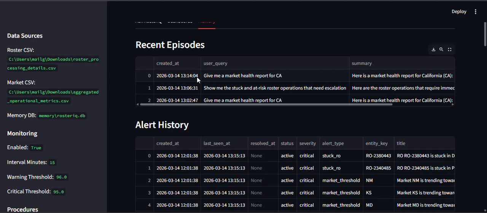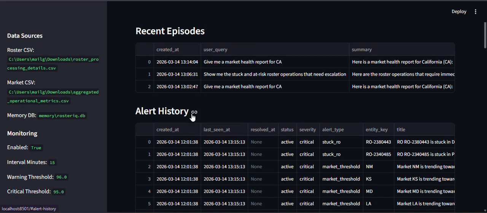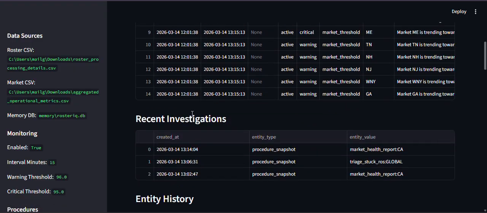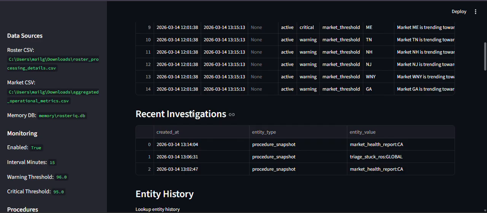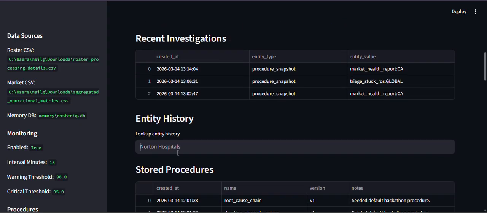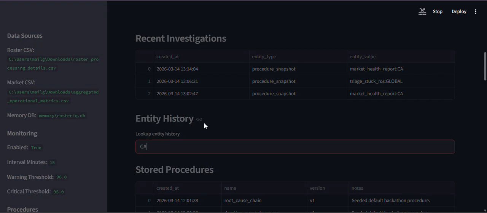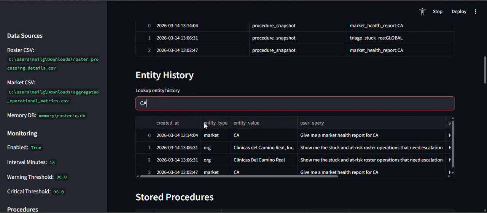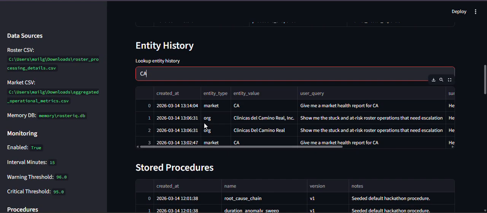Second, we store entity mentions so that the agent can remember specific organizations, markets or roster operations that came up before. We also store recent investigations, which are snapshots of important analysis runs. That means if a user asks what changed in CA since my last session, the agent can compare the current result against a previous saved investigation and explain the delta instead of starting from scratch. This is the entire history that I was talking about. Let's say I click CA and tap enter. The tool is running here and it shows our records.